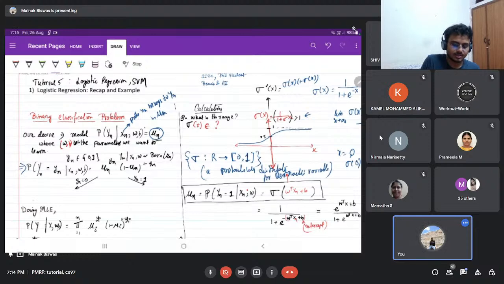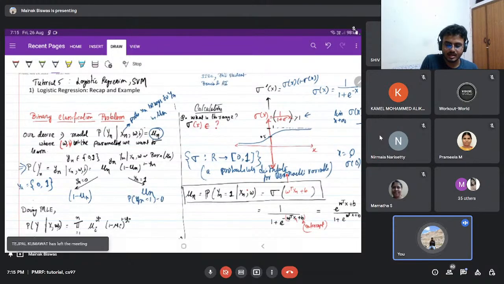So say that this is for a Bernoulli random variable, so yn can take two values, 0 and 1. So here if it is 0, you can clearly see this is 1 minus mu n, and if yn is 1, you can clearly see it's mu n. So I'm just writing how you define a Bernoulli random variable. So yn is equal to 1 is mu n and yn is equal to 0 is 1 minus mu n.